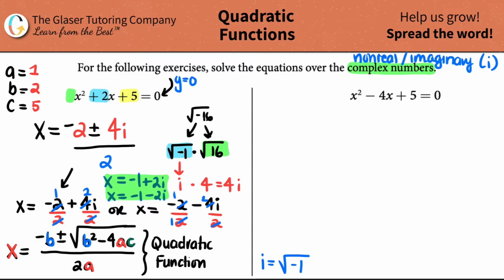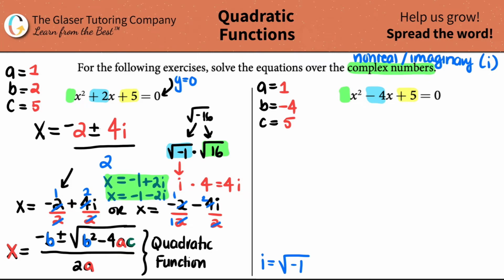We have x squared minus 4x plus 5. We need to solve using the quadratic formula. So actually, before we do that, let's just list out our a, b, and c values, right? A is in front of the x squared, the b value is in front of the x, and the c value is all the way at the end, right? So a, b, and c. My a value is 1, my b is negative 4, and my c is 5.